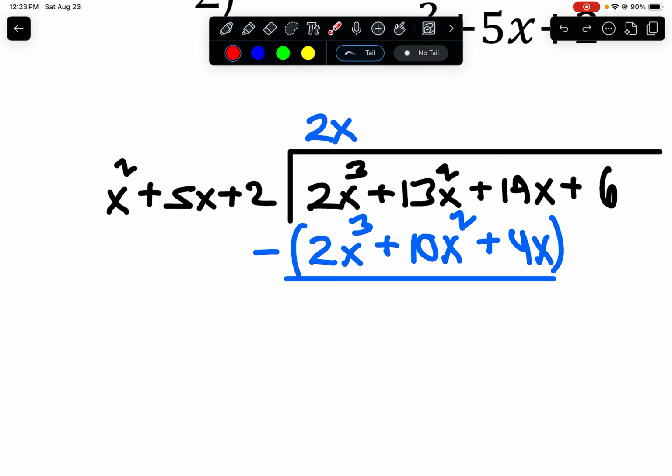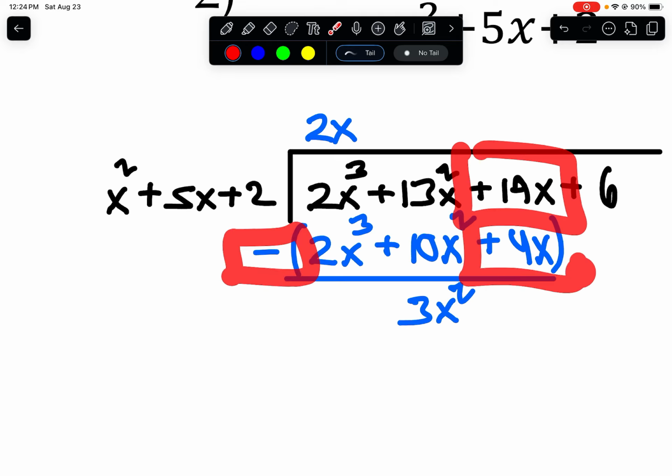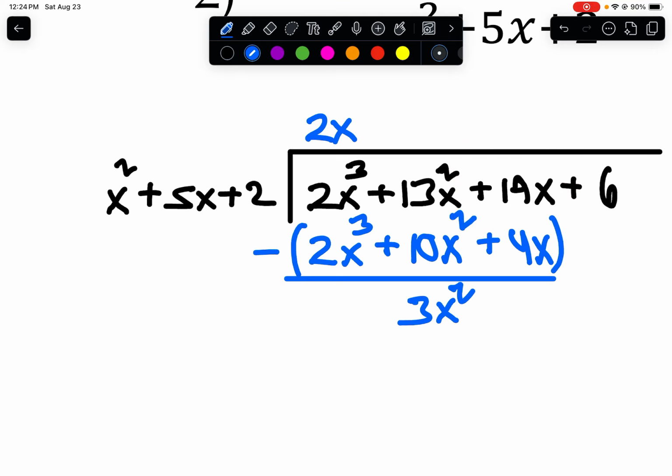So when I do my subtraction here, the leading terms right here, they should always zero out. So this should always go to 0. If it doesn't go to 0, then that means you need to go back and reevaluate what this value is. So when I do my difference, these are going to go to 0, so those are gone. And then I'm going to look at 13x squared minus 10x squared. So that's going to give me 3x squared. And then I'm going to do 19x minus 4x, which is going to give me 15x.